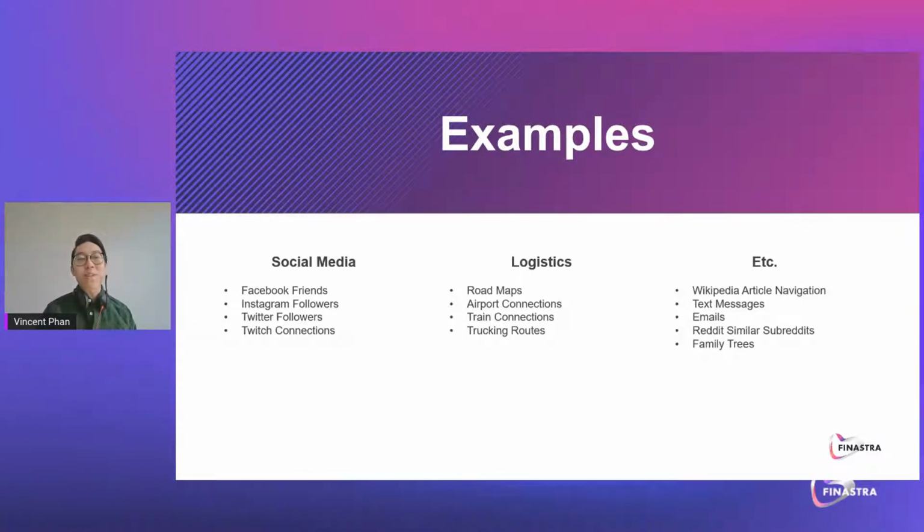You can do the same for Instagram followers, Twitter followers, and Twitch connections. It's useful in logistics for figuring out road connections, airport connections, train connections, and trucking routes. It's also used to represent lots of other things like Wikipedia article navigation, text messages, emails, similar subreddits on Reddit, and family trees. There are lots of different types of things you can represent using graphs as a data structure. It represents anything that's connected to each other, and that's pretty much anything in the world.